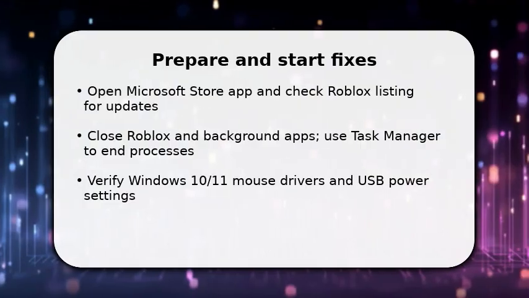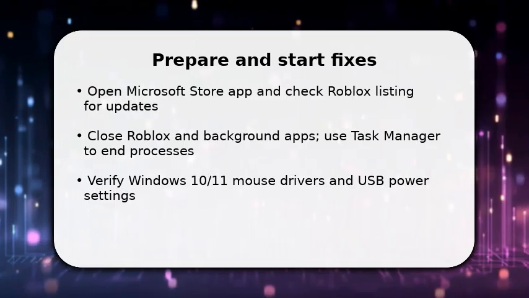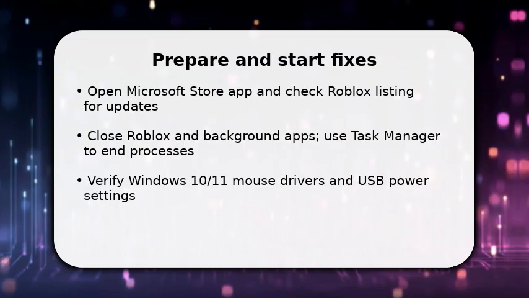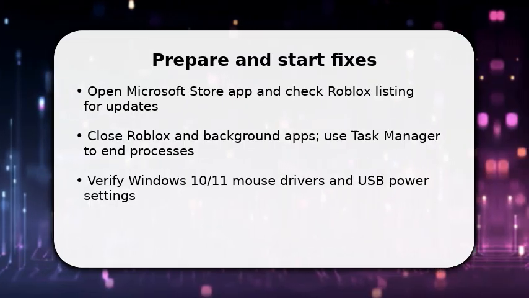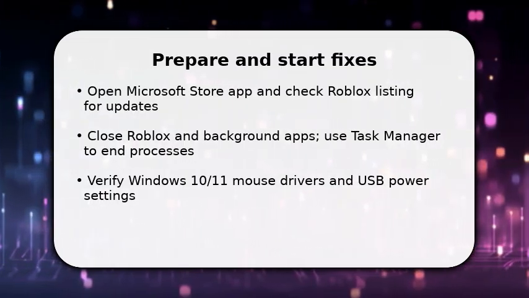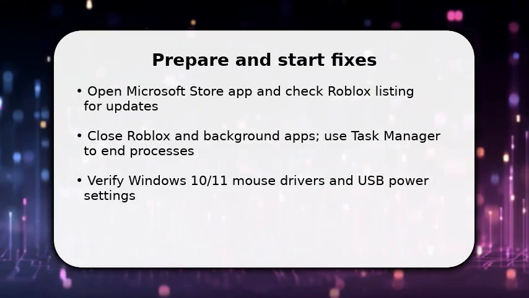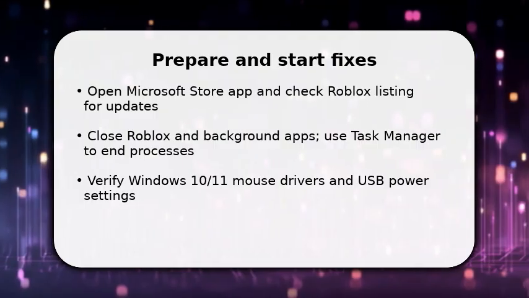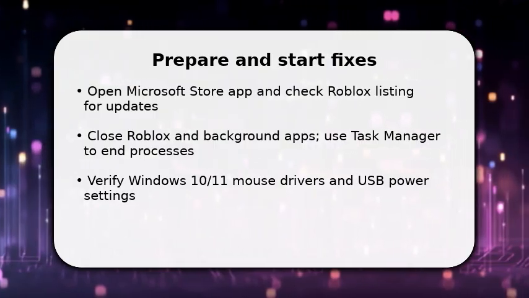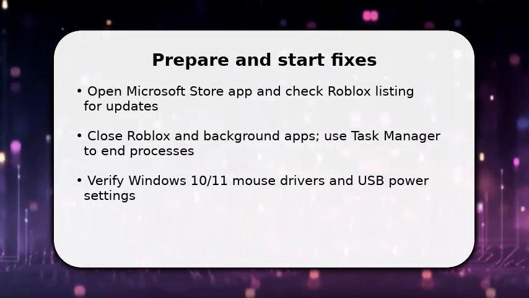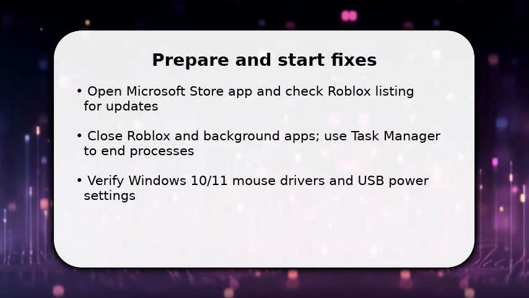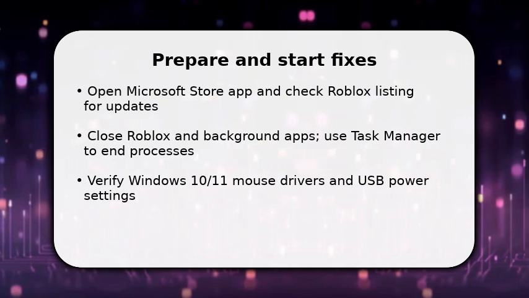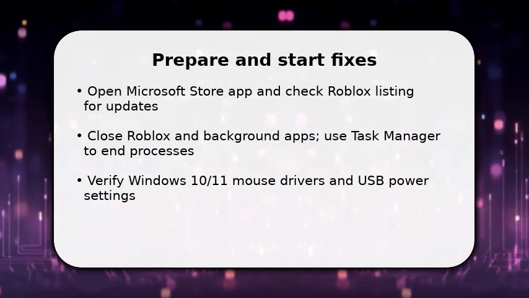You start by updating and isolating variables. Open Microsoft Store, check Roblox for updates, and install any available patch. Once done, close Roblox and end related processes in Task Manager so files aren't locked. Make sure your mouse drivers are current through Device Manager, and confirm USB Selective Suspend is off in Power Options. This prevents intermittent disconnects.